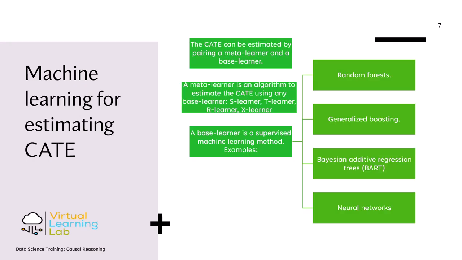Machine learning for estimating conditional average treatment effects includes several different methods. This can be done by pairing a meta-learner and a base learner. A meta-learner is a specific algorithm to estimate the conditional average treatment effect, and there are several of them, such as S-learner, T-learner, R-learner, and X-learner. A base learner is any supervised machine learning method, such as random forest, generalized boosting, Bayesian additive regression trees, and neural networks. Here I will just talk about the two simplest meta-learners, the S-learner and T-learner.